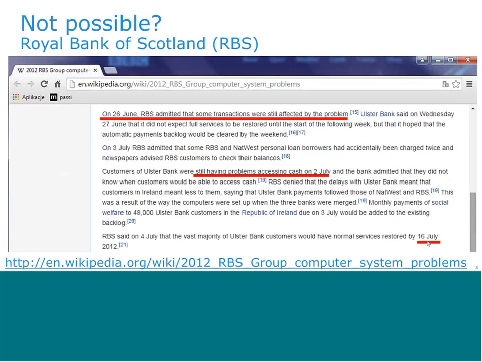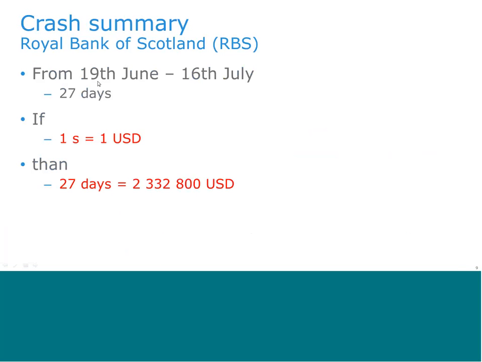The bank claims that on 16th of July, they could fully use the services of the bank, and the issue was just caused by a software upgrade. So exactly as in my previous table, from 19th of June till 16th of July, this was 27 days. Let's assume that 1 second of unavailability of this application for a customer cost this bank $1. It means that these 27 days cost them $2.3 million.